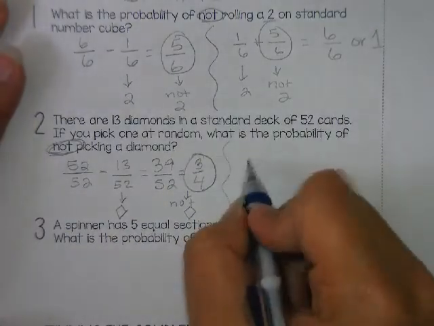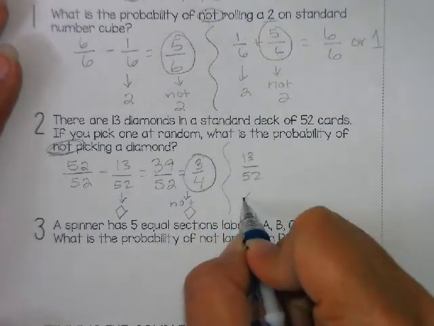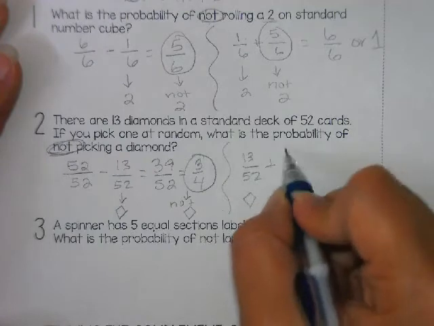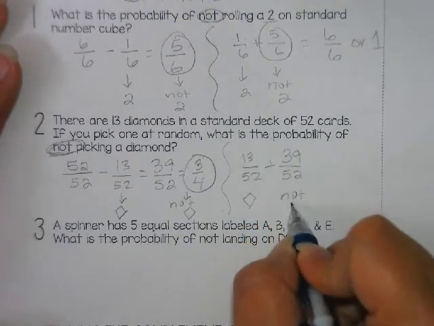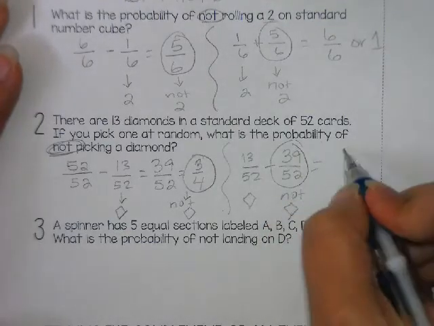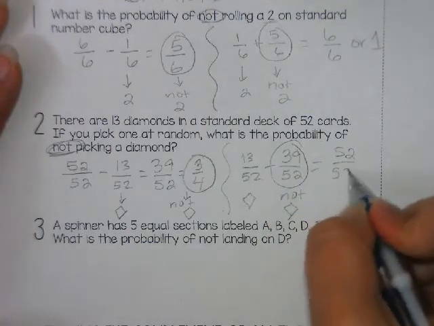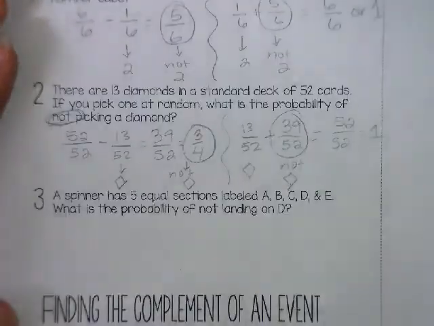The other way you could do this, you could say what you wanted, which was diamonds, plus, I know 39 over 52, these are not diamonds. This equals 52 over 52, which is one whole. Now, you do need to make sure you go back and simplify that.